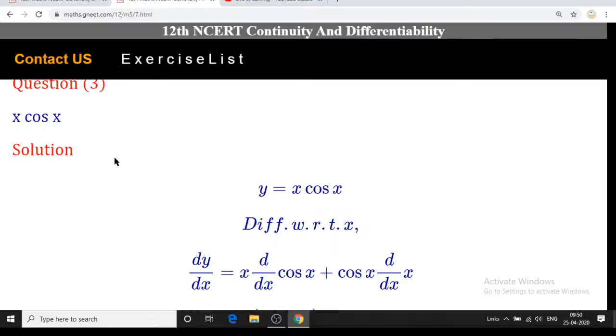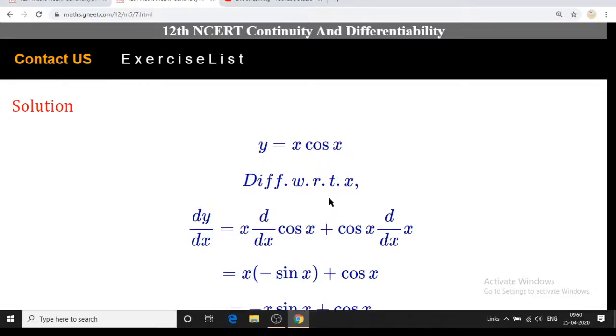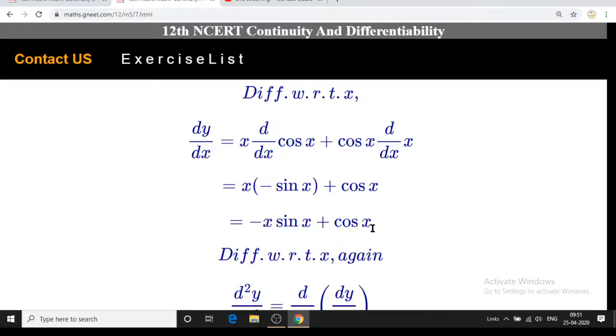y was given as x cos x. We will differentiate this with respect to x. Again, as x and cos x, it is a u into v, and so we have the product rule. dy by dx is x times the derivative of cos x, which is minus sin x, plus cos x times the derivative of x. So minus x sin x plus cos x. This was our first order derivative.